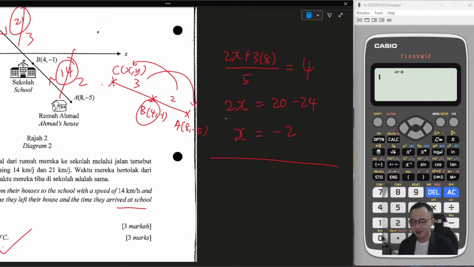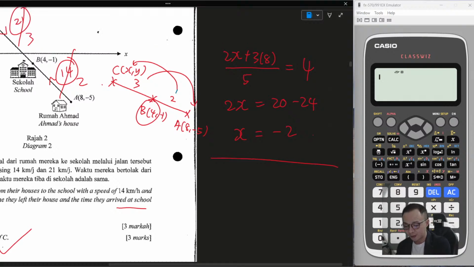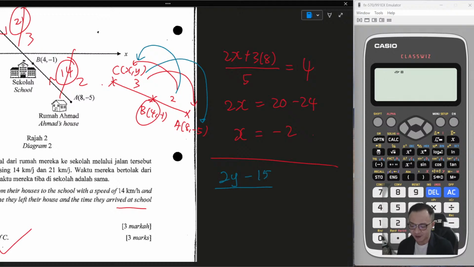Then I do the same thing for y. That means I will use 2 multiply the y, 3 multiply the negative 5. Then I should get 2y, 3 multiply negative 5, minus 15. Divided by total ratio 5. Then I will get the middle y value, negative 1. So 2y should be negative 5 plus 10.